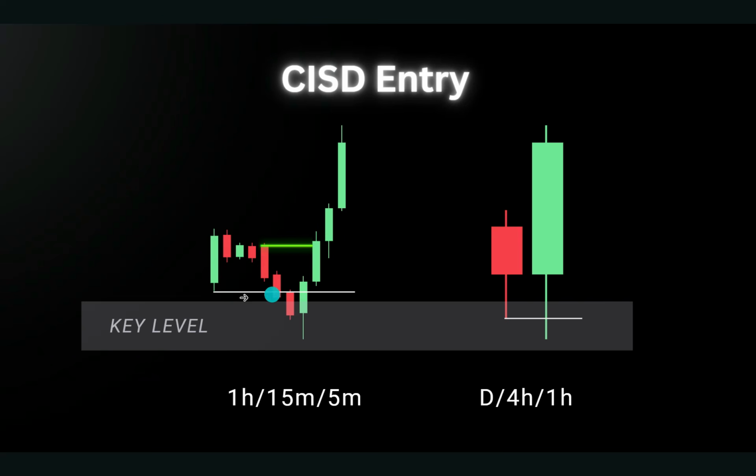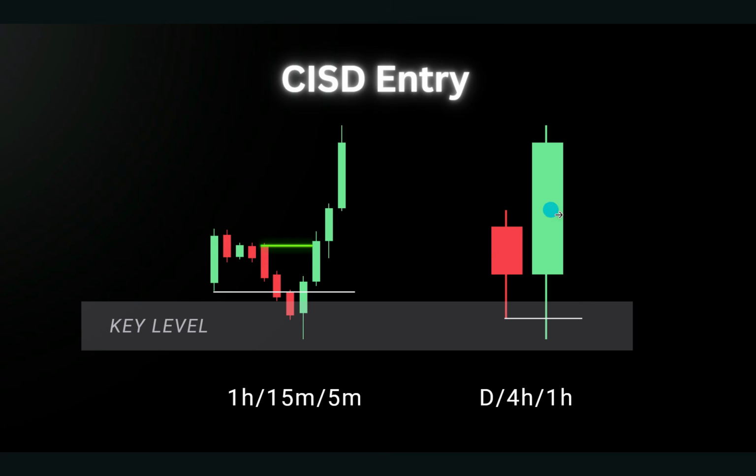Step number 3, CISD entry. Once price comes to a key level and we can identify a swing point or a sweep occurring, then we want to mark out the CISD. And the CISD is the candle or series of candles that cause the sweep to occur. So a CISD is always going to be followed by a sweep. Remember, the candles or series of candles that causes the sweep to occur become the base of the CISD. Once price breaks and closes that CISD, that is precisely where you want to look for an entry.